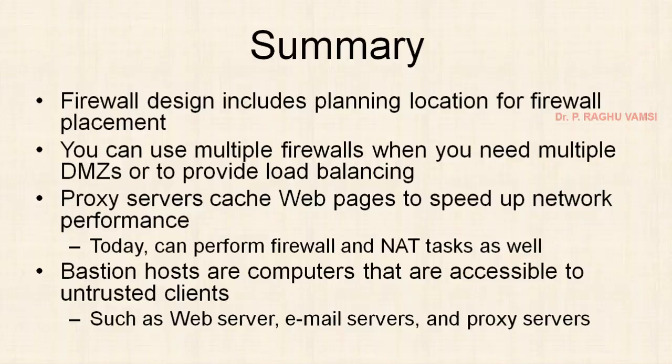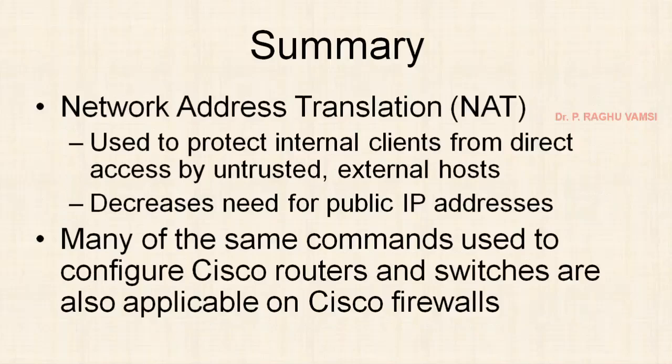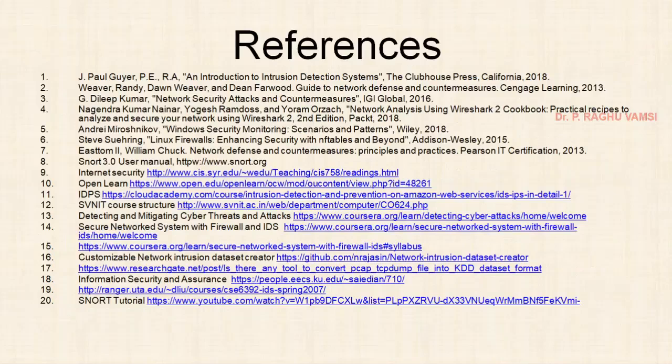Bastion hosts are computers that are accessible to untrusted clients, such as web servers, email servers, and proxy servers. Network address translation is used to protect the internal clients from direct access by untrusted external hosts. It decreases the need for public IP addresses. Many of the same commands used to configure Cisco routers and switches are also applicable on Cisco firewalls. This is the end of the chapter.